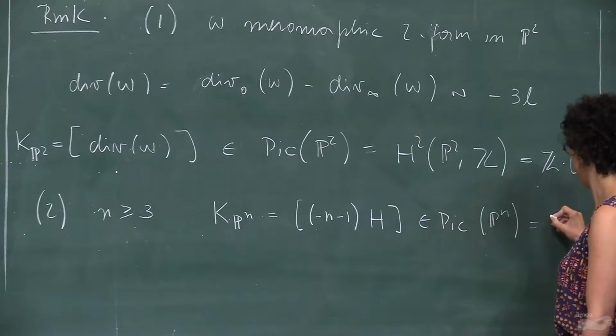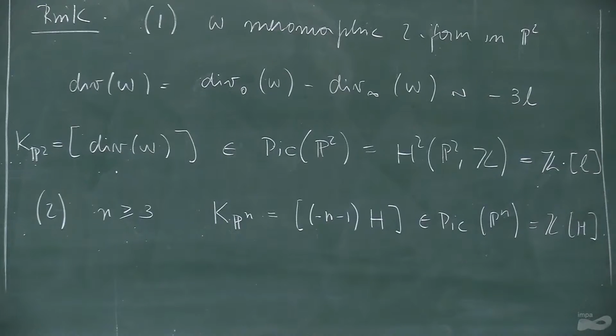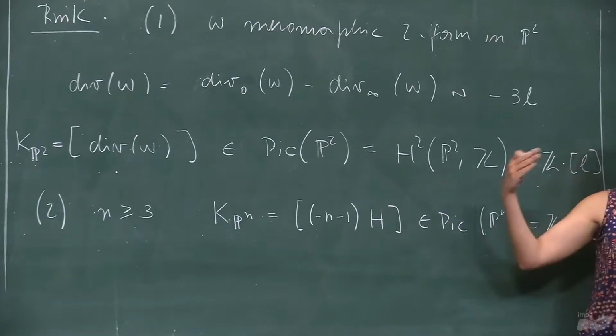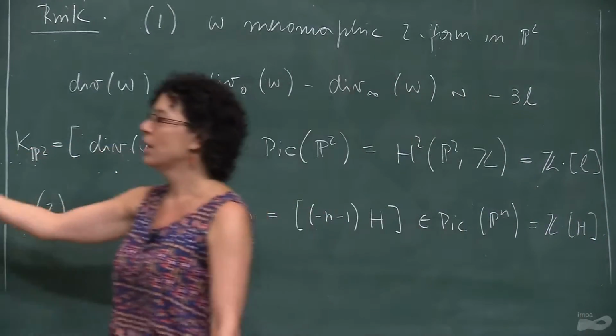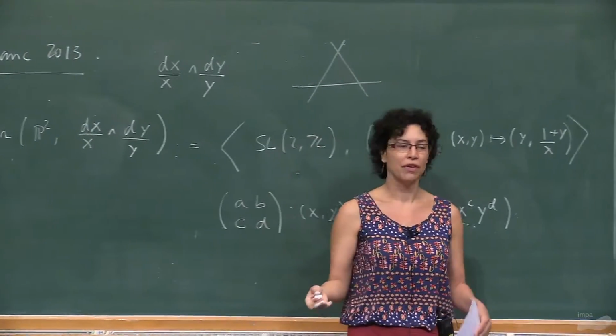So these are the same in this case. And so what we are going to do now is to start with different meromorphic forms and consider the subgroup of the Cremona group that preserves this meromorphic form.